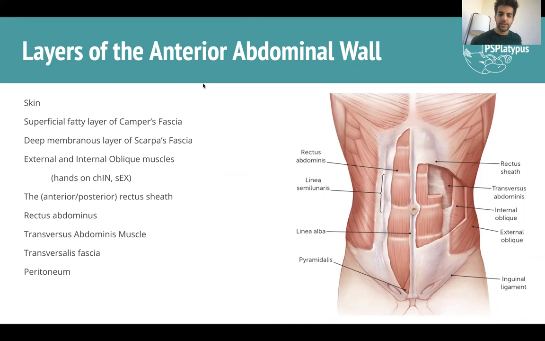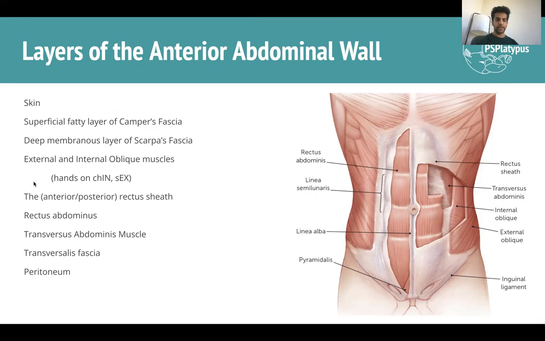We have the layers of the anterior abdominal wall. So going from superficial to deep, obviously you'll have the skin covering everything. Right below that, you have two fascial layers. So you have your superficial, more fatty layer of Camper's fascia and your deep membranous layer called Scarpa's fascia. A good way to remember this is Camper's camp outdoors, which is outside. So your Camper's fascia is more superficial or external.